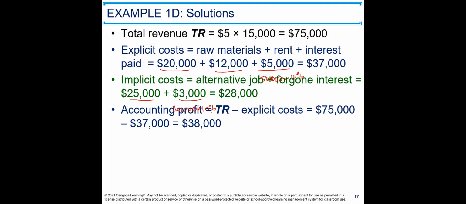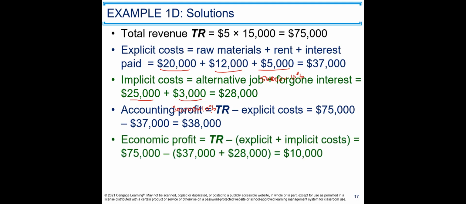So we can see accounting profit, remember, is total revenue minus explicit cost. Total revenue 75K minus explicit cost 37K, $38,000 you are making from this business. When you look at the economic profit, it is total revenue minus total cost, which includes explicit and implicit cost. So you're subtracting 37K plus 28K from 75,000, which brings us to 10K.